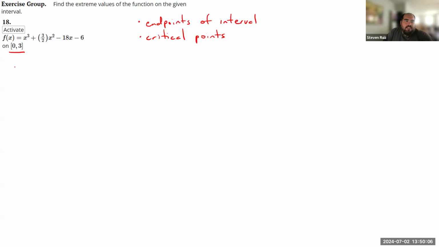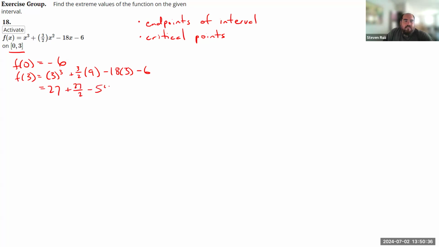So let's evaluate this function at its endpoints. f of 0 is equal to 0 plus 3/2 times 0, so this is going to be f of 0 equals -6, and f of 3 equals 3 cubed plus 3/2 of 9 minus 18 times 3 minus 6. So 27 plus 27 halves minus 54 minus 6. What does this come out to be? This comes out to be -19.5. So those are the endpoints.